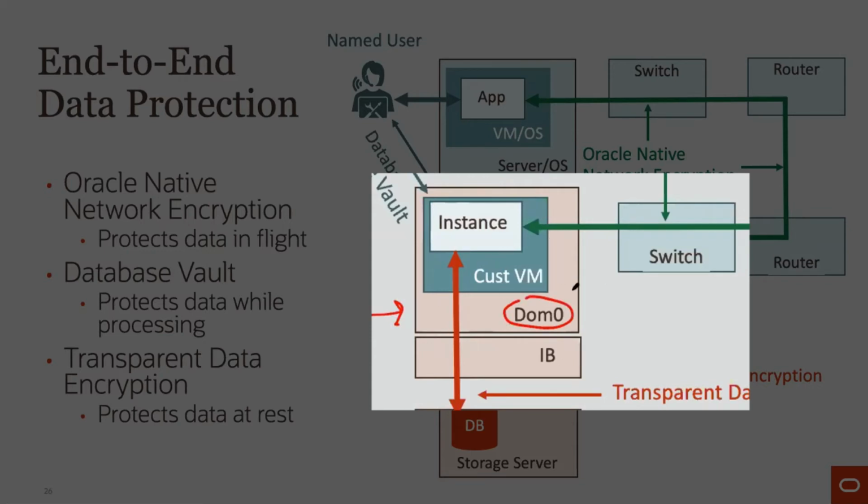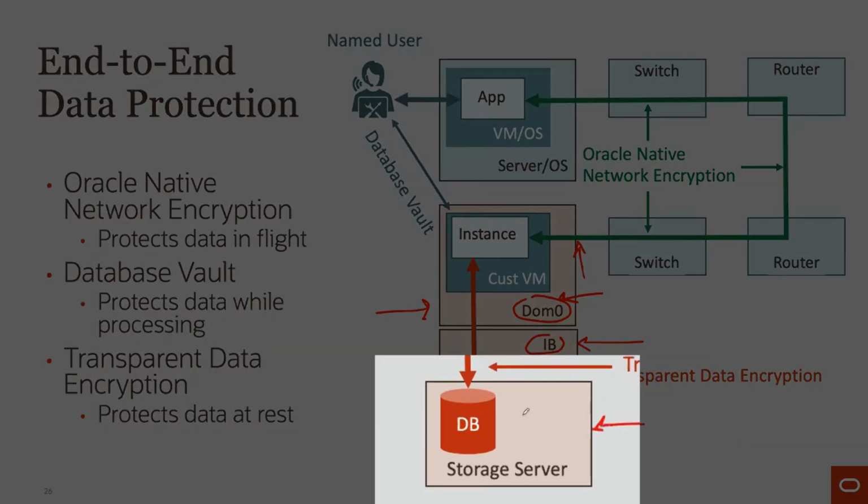If you're on the infrastructure DOM 0, you can look at the network packets coming in and out of the virtual machine. You can look at the network packets that traverse the InfiniBand switch. And then you can look at the network packets that come into the storage server and anything that's stored on the storage server.